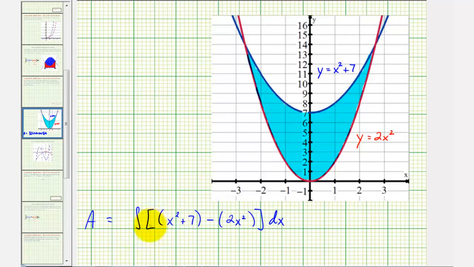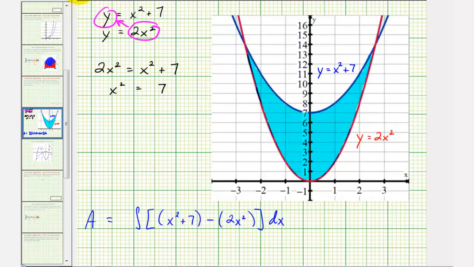Now to find the limits of integration, we want to find the x-coordinates of these 2 points of intersection. To do this, we want to solve the system of equations y equals x squared plus 7 and y equals 2x squared. So to solve this system, we'll use substitution, where we'll substitute 2x squared for y in the first equation. That would give us 2x squared equals x squared plus 7. Subtracting x squared on both sides, that would give us x squared equals 7.